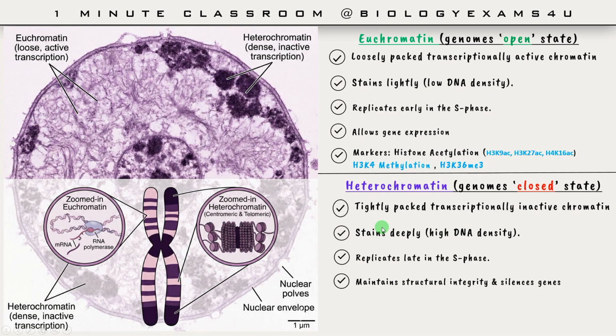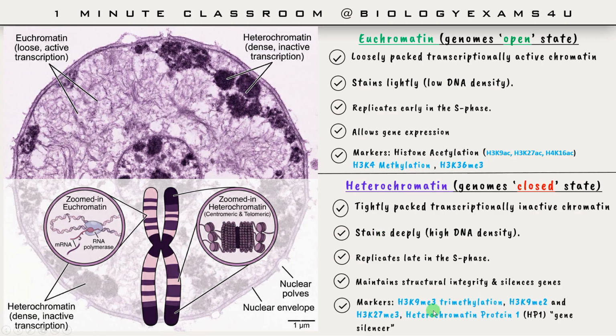Whereas the markers of heterochromatin include histone 3, lysine 9 trimethylation, histone 3, lysine 9 dimethylation, and histone 3, lysine 27 trimethylation. There is a protein that is bound, which is called heterochromatin protein 1, which is often called a gene silencer. So these are the typical markers of heterochromatin.